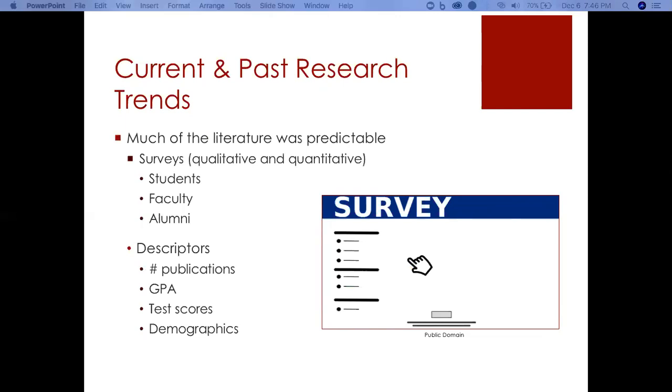There were also, it was very common to see descriptors, maybe number of faculty publications, undergraduate GPA, test scores, demographic information. And I suspect this is because those kinds of data are typically available publicly, or at least easily accessible. And so, if they're easily accessible, a researcher or an evaluator is probably going to use them to make a determination of the quality of the program.